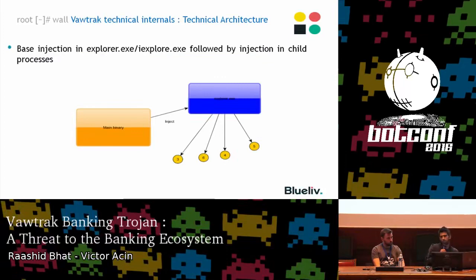During the initial stage of infection, the flow of the process is that Vawtrak basically injects into explorer.exe and then is followed by injection in other processes or your browser like Internet Explorer or any other browsers which are currently running in your system. So that's the base flow of the infection. It follows all the child processes in explorer.exe, and it makes communication to the command and control server from the running browser.